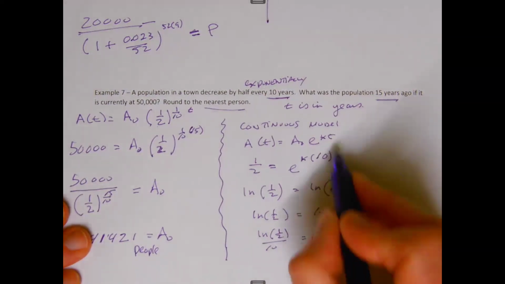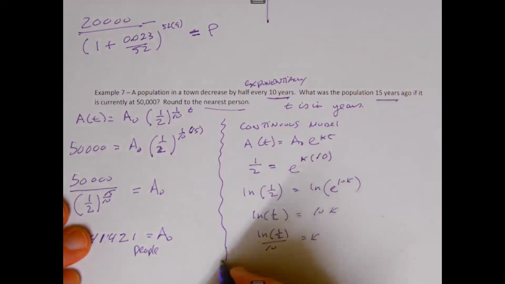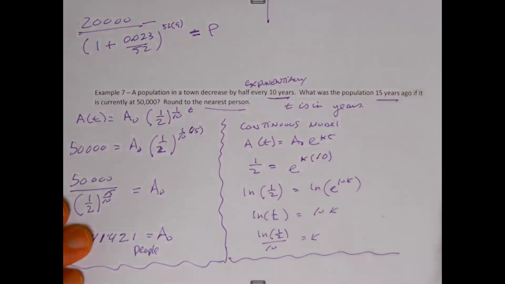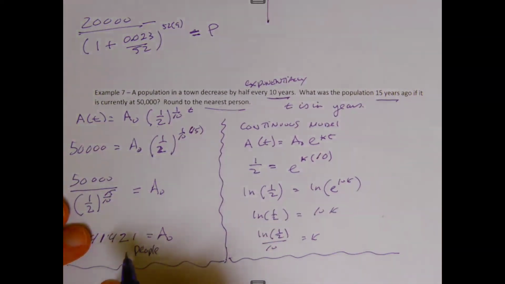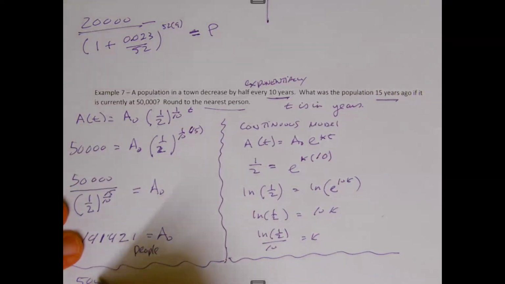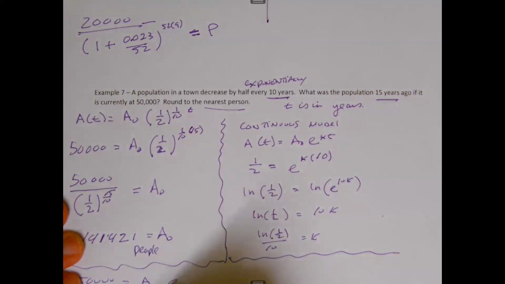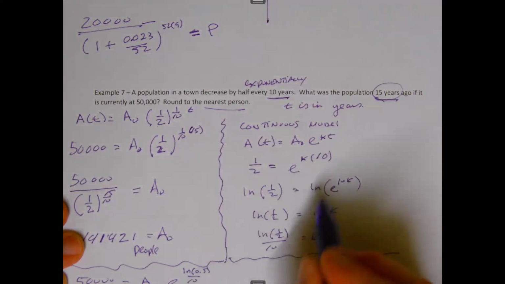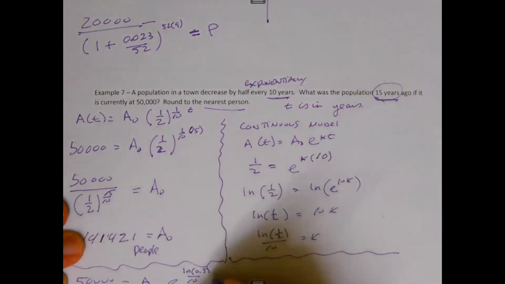So now I know what K is, so I can put it here and apply the formula just like I did a minute ago. So if I do this, let's see. I'm at 50,000 people. I don't know what this amount is, just like before. I've got e to the natural log of 0.5 divided by 10. But I get to reach 50,000 when I reach 15 years, so t here in the final formula will be 15.